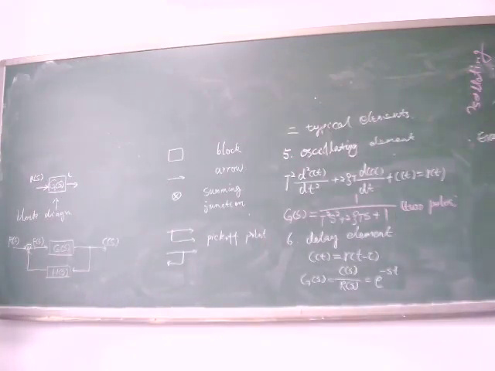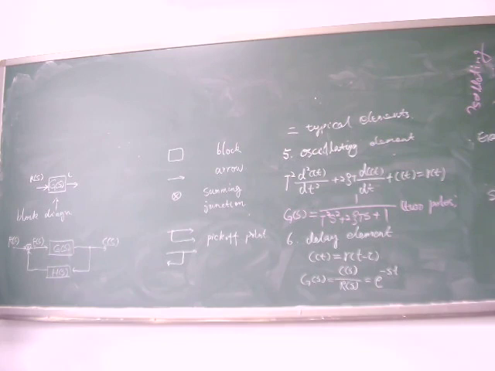Now, please look at the blackboard. We study it. Now, we use the Laplace transform, and then we can get s squared C(s) plus 3s C(s) plus 2 C(s) equal to R(s). We can get s squared plus 3s plus 2 times C(s) equal to R(s). So the transfer function equals C(s) by R(s) equal to 1 by s squared plus 3s plus 2. So this block diagram is R(s) and 1 by s squared plus 3s plus 2, and this is the C(s) output, this is the input.